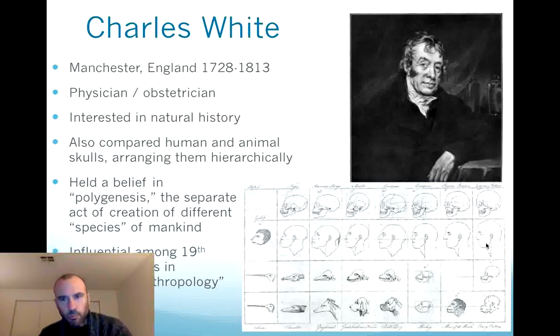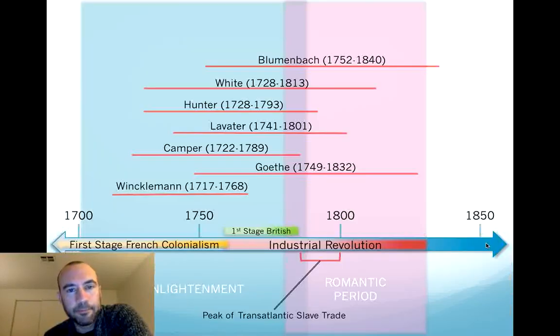So he had this belief in polygenesis, which means there wasn't just one act of creation, there were separate acts of creation. So although, when God created mankind, he might have created mankind equal, there were different levels of mankind, and perhaps they weren't organized in the same hierarchy. And his ideas were very influential among American scientific racists of the 1800s, the 19th century.